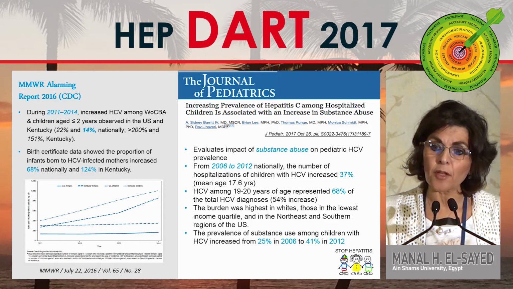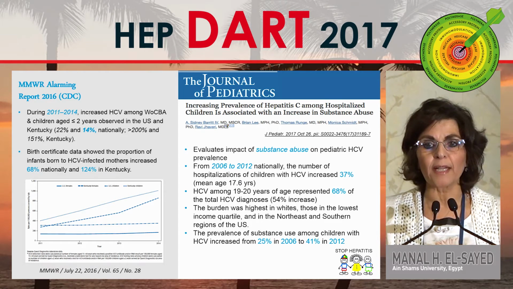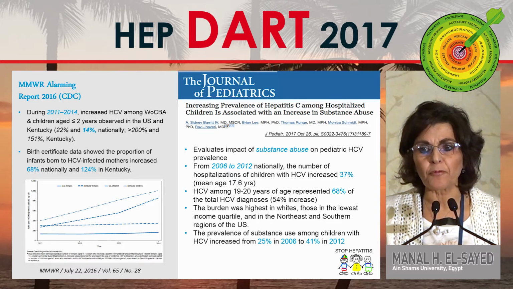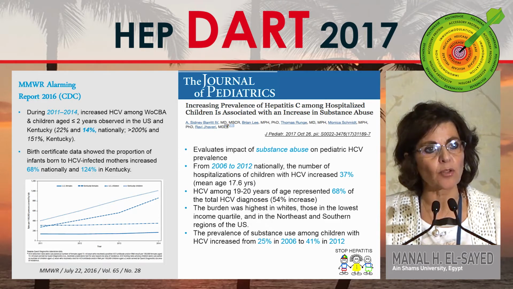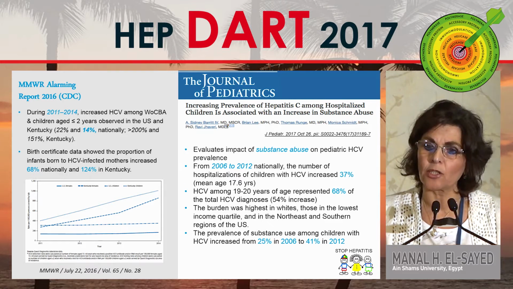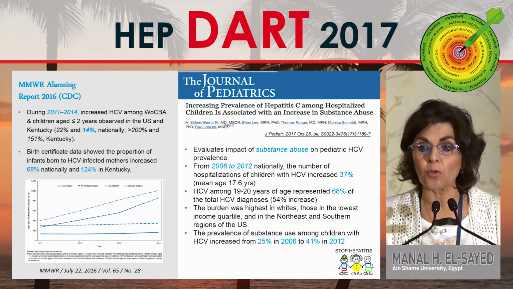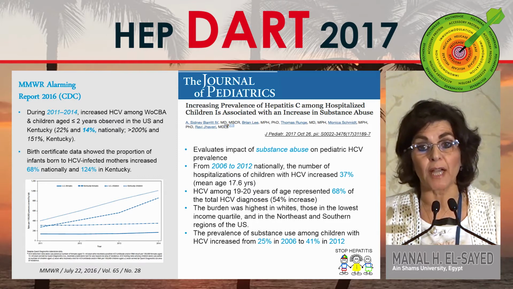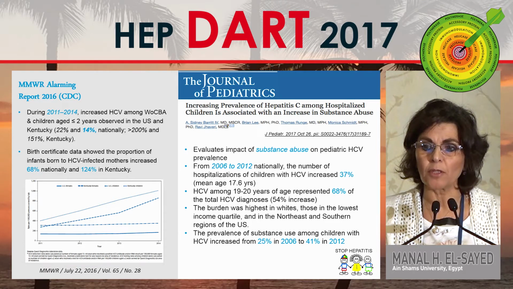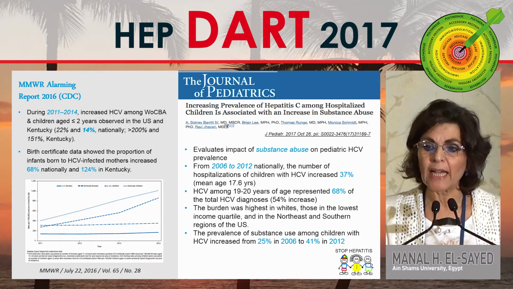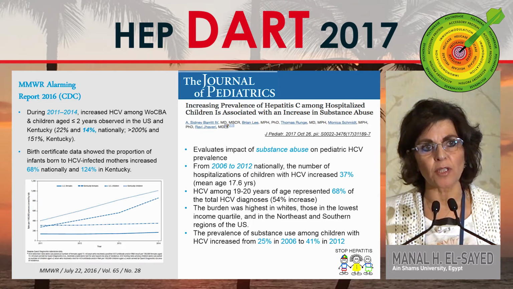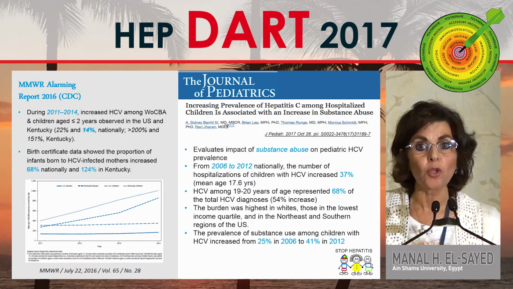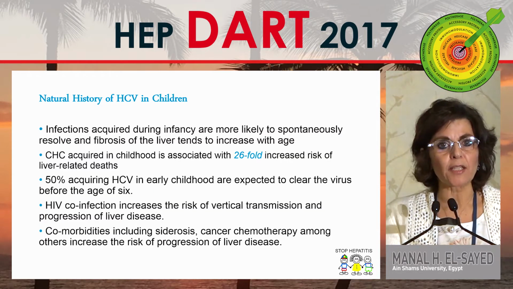That's very important. In another paper just recently published 2 months ago, looking at substance abuse in children from 2006 to 2012, they looked at children who were hospitalized with a mean age of 17. Adolescents are considered adolescents up to the age of 19, so those are still children. HCV among those represented 68% of total HCV diagnoses, with 54% of increase, and the burden was highest in whites, those coming from low-income quartiles and northeast and southern regions of the US. And the prevalence of substance use among children with HCV increased from 25% in 2006 to 41% in 2012. That's a huge increase.